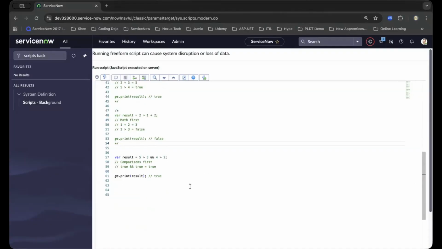Logical operators only work on Boolean values. So on line 57 is 5 greater than 3 and 4 is greater than 2. Both of them are true. Since you are using the AND operator, of course the result will be true. JavaScript must evaluate the comparisons first before applying any logical operators.